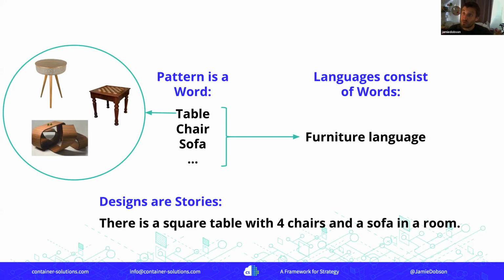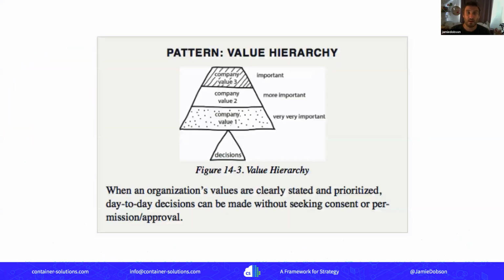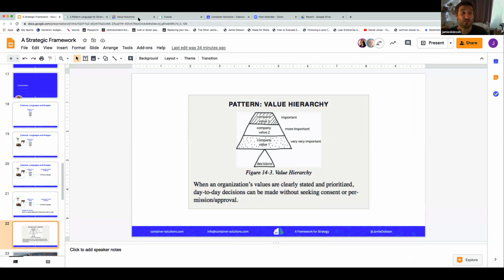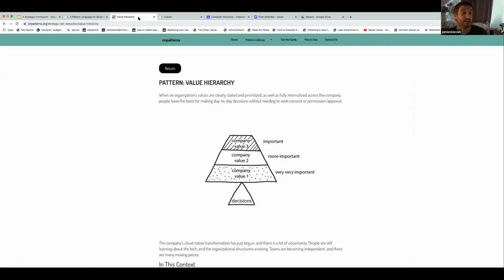Now let me take you through one of our patterns from the strategy language. This is called value hierarchy. So before we get into that, let me come out of full screen for a moment and move over to our website, cloudnativepatterns.org. Again, we'll share the link. All of the patterns are open source. If you want to contribute patterns, you can. All of them that are in the book are here. And actually, there's a few extra here that we invented after the book was published.